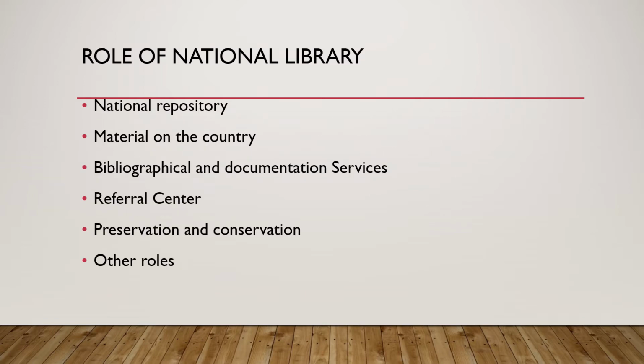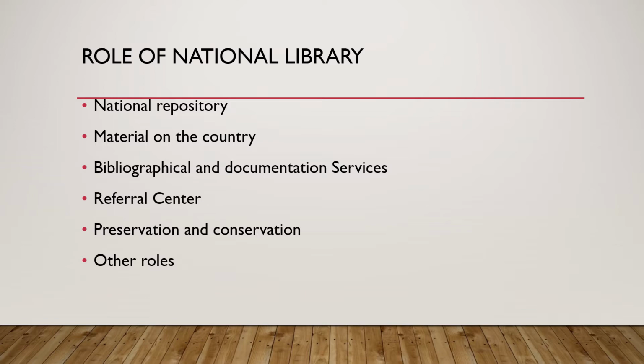What are the roles of the National Library? First one, it is a national repository. A national library should serve as a depository for books, periodicals, motion pictures, microforms, sound or video recordings, videotapes, discs, and photos. It also has materials on the country, collecting all printed materials in the country no matter where this is published. It should try to get microfilms or photocopies of all those documents printed outside the country.